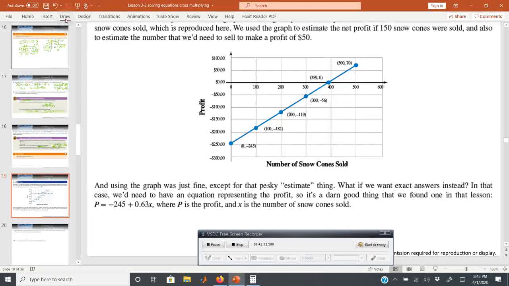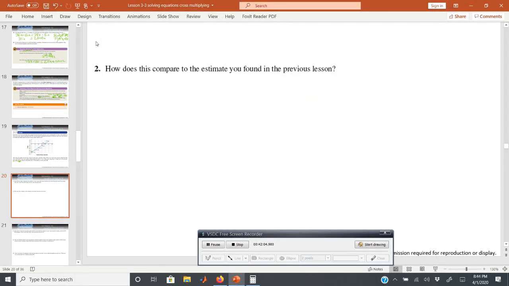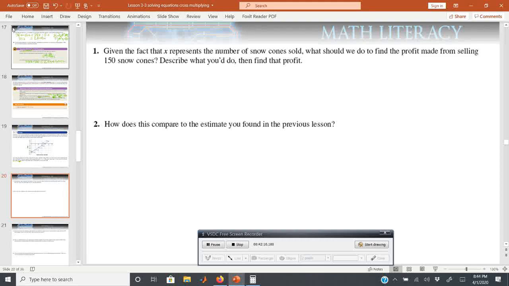In that case, we need to have written an equation representing profit. If you think back to lesson 3-2, we did write an equation representing profit. And that has the y-intercept of negative 245, and it has the slope 0.63, which was the amount of money that we made on a snow cone. It's the unit rate for profit, the profit for one snow cone. And we found that slope and unit rates were really the same idea.